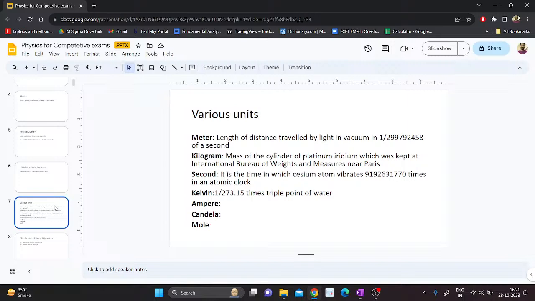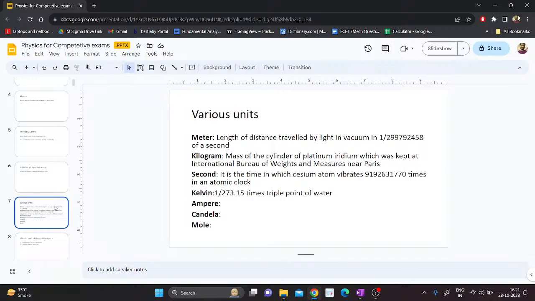And similarly for second as well. A cesium atom will be vibrating some number of times in an atomic clock. Whatever the time taken for vibrating these many number of times, you can see this big number which is looking like a phone number, that particular time is given as second. Similarly, Kelvin is given as 1 by 273.15 of the triple point of water. So that's the thing here.